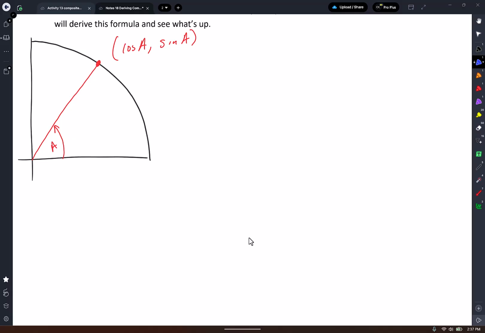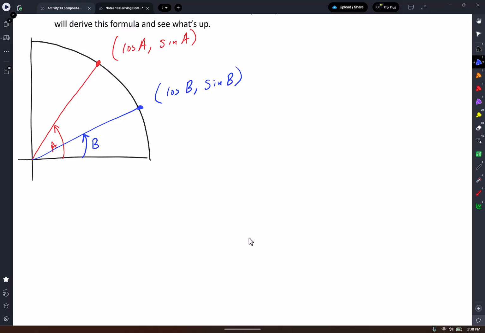In blue, I'm going to say that this angle here is angle B. So that means the x-coordinate on this is cosine B, and the y-coordinate is sine B. If you want to put parentheses around your argument, that's fine. I just think it looks cleaner this way for now. Are we still okay? Okay.